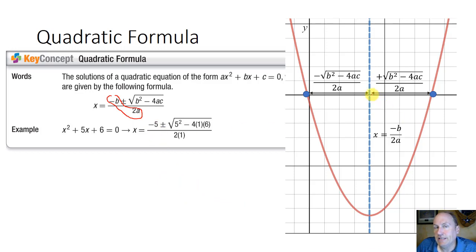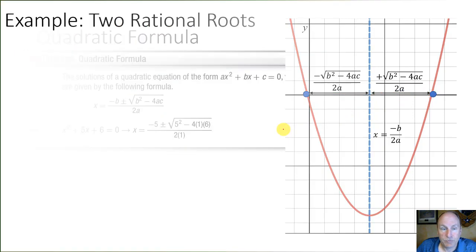And then we move from that center line a distance of the square root of b squared minus 4ac over 2a and negative the square root of b squared minus 4ac over 2a. That's where the plus or minus square root of b squared minus 4ac over 2a actually comes from. That's the distance from the axis of symmetry. And that's where our solutions occur. Whether there are two of them, one of them, none of them, that's how it works.